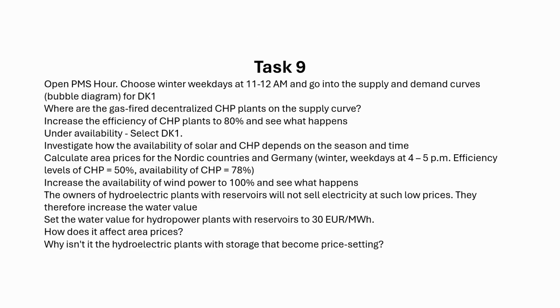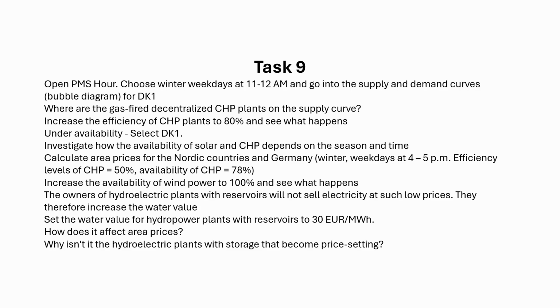In task number 9, you should open PMS hour, and then you should choose winter, weekdays, and the hour between 11 and 12 a.m. And then go to the supply and demand curves, the bubble diagrams for DK1. And then you should find out where the gas-fired decentralized CSP plants are on the supply curve. When you have found that, you should increase the efficiency of the CSP plants to 80% and see what happens.